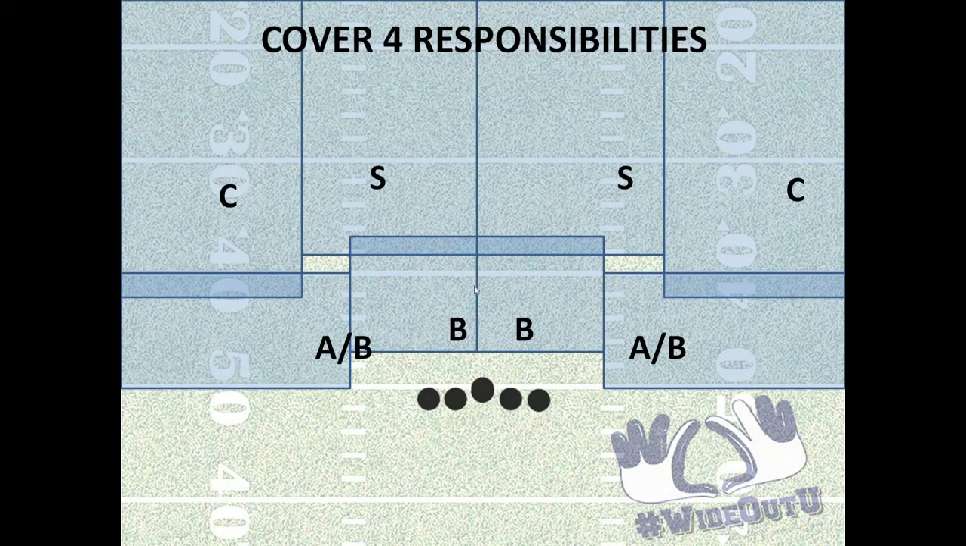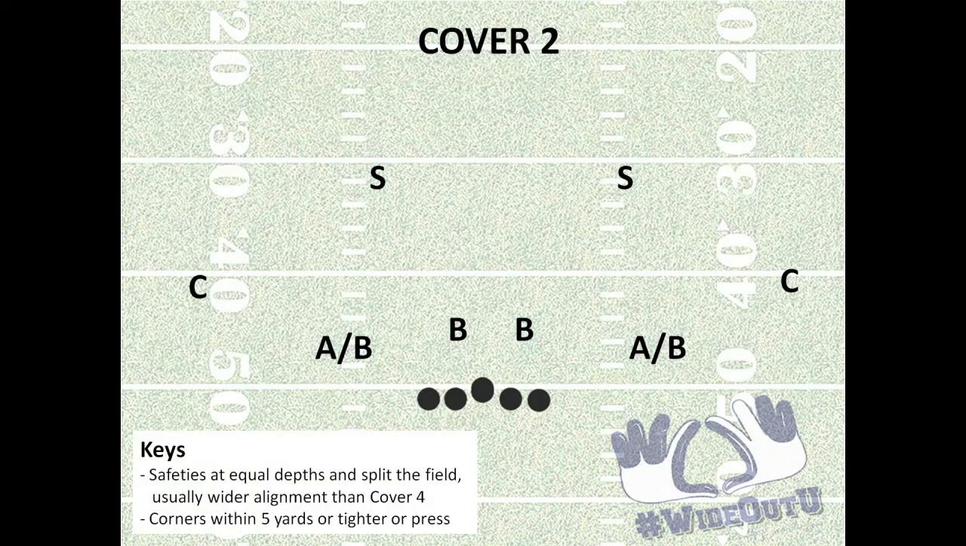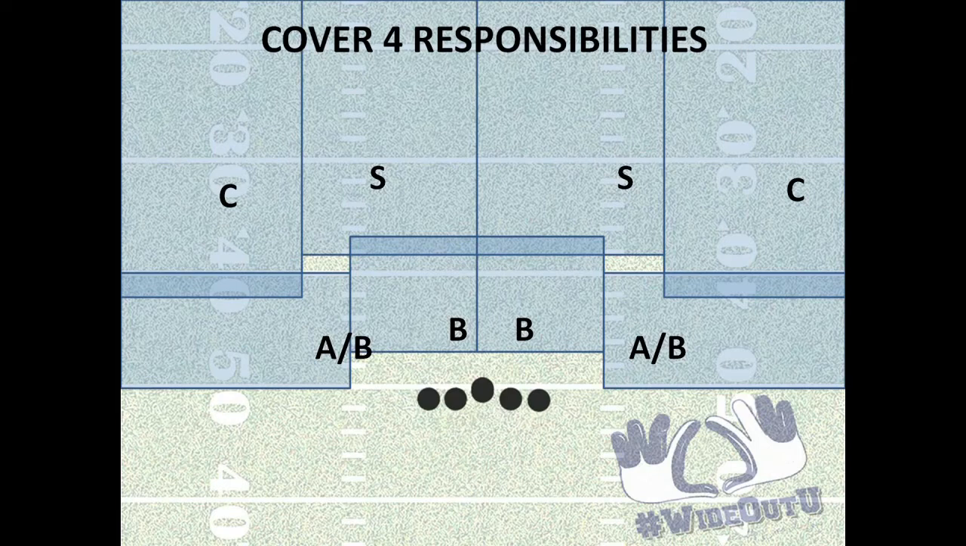In third and long situations where they'll rush 3 and maybe drop 8, there'll be a third backer in here to spread out in these underneath zones. So that's the overall look of it. Jumping ahead on you there, but let's take a look at it on video and see it in action.